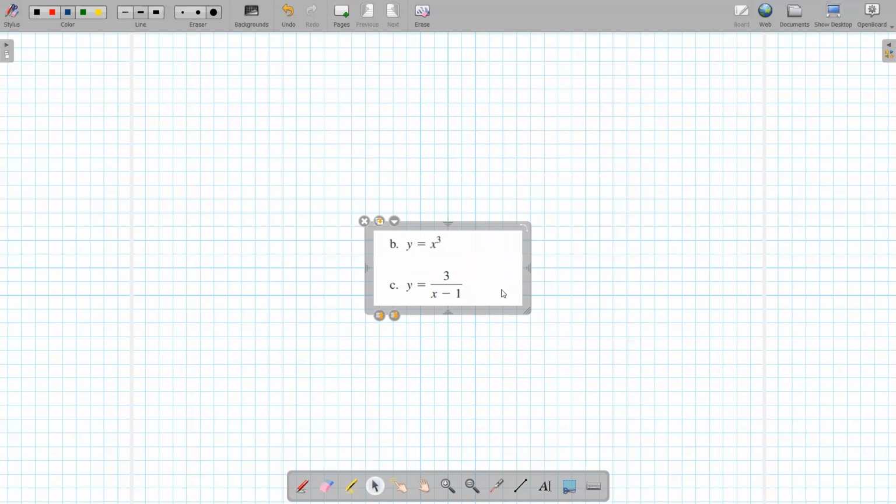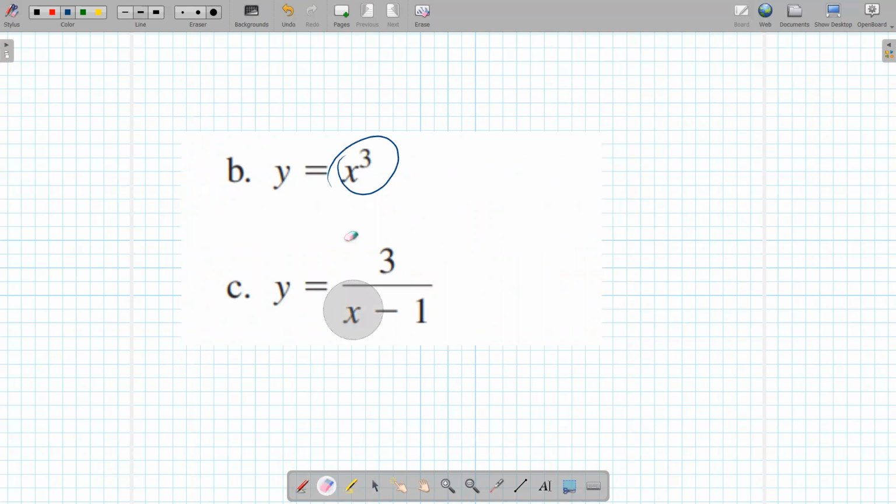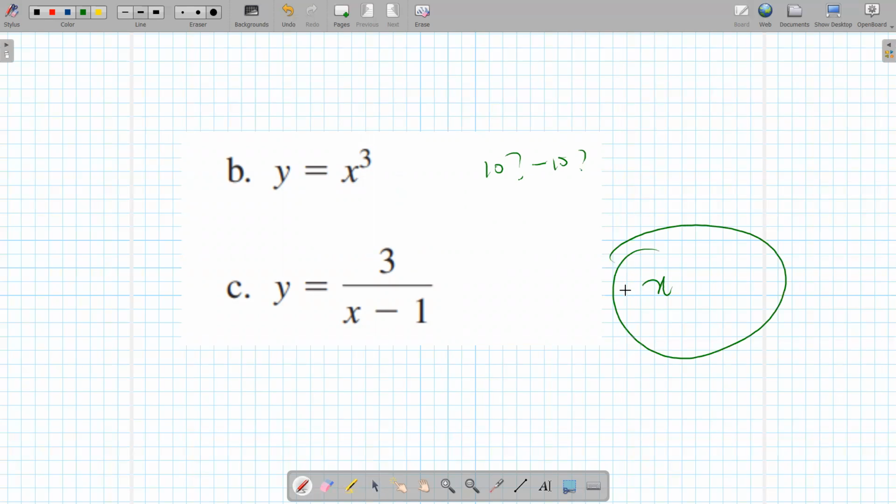What about b? b is simply x cubed. Is there a number that you can think of which x cannot be here? This one, can x be 10 or -10? Yes. Can it be both of these? Yes, it can be. In fact, x cubed is something called a polynomial. Anything, x to the power of anything, if you see it in any form, that's a polynomial. It doesn't have any restrictions on the domain. So for b, x can be literally anything.